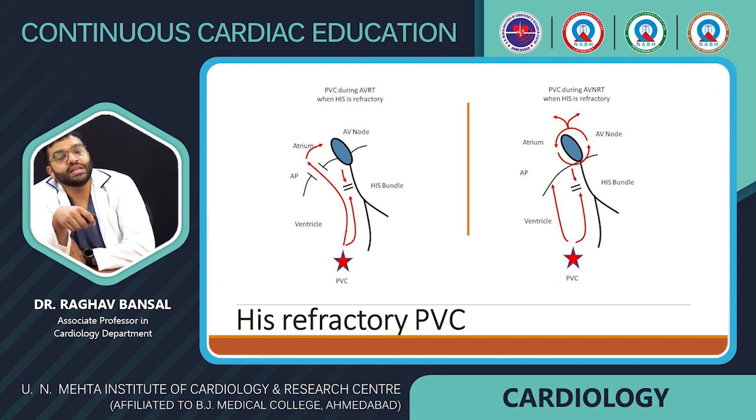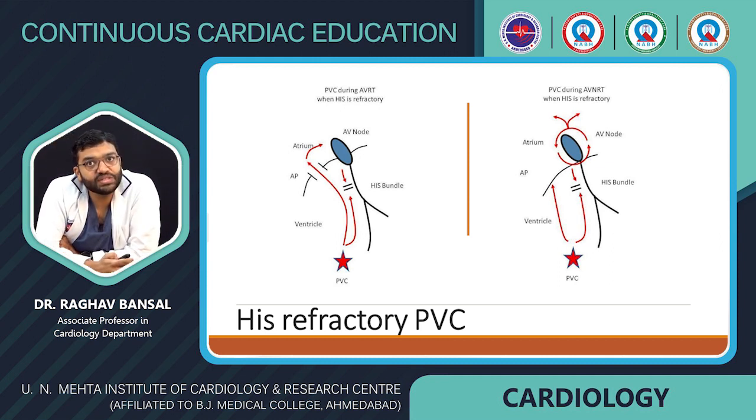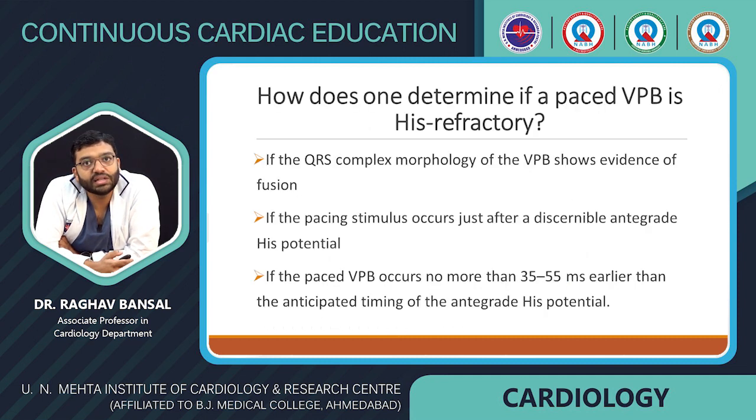So what we check in the His refractory PVC maneuver is we give a PVC at a precisely timed activation of the His bundle, and we check whether it is able to change the atrial activation, yes or no. So how does one determine if a ventricular paced beat is His refractory? If the QRS morphology of this paced beat shows evidence of fusion between the intrinsic QRS and the paced beat, or it is occurring just after the His potential on the His channel, or it is occurring between 35 to 55 milliseconds earlier than the His potential.